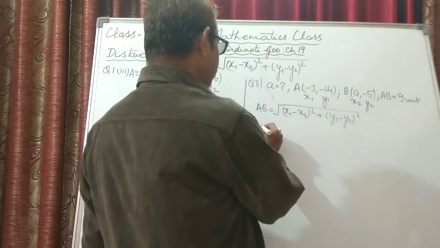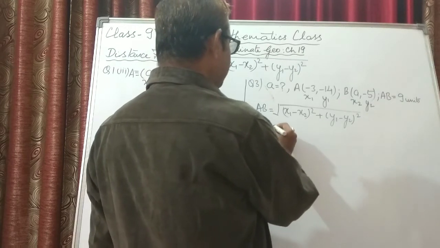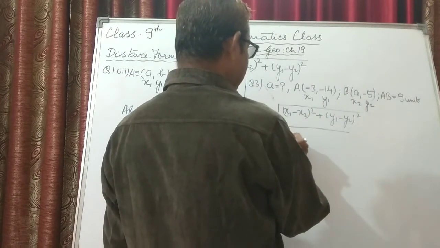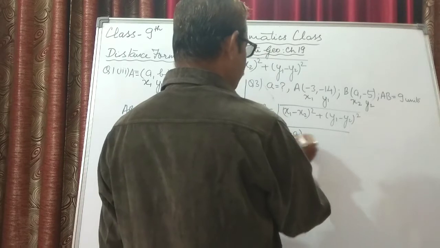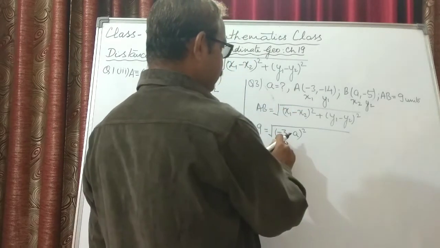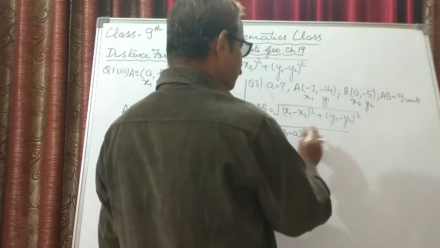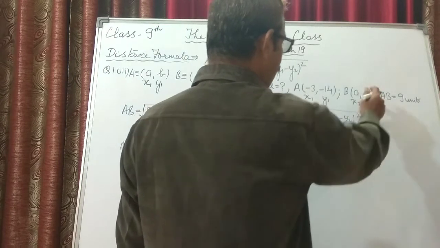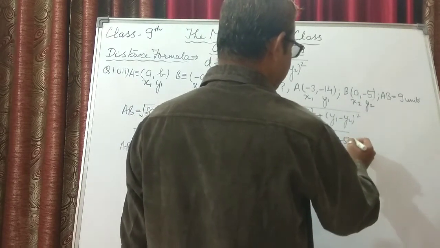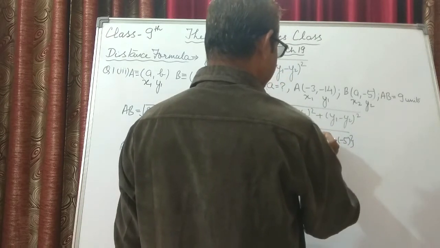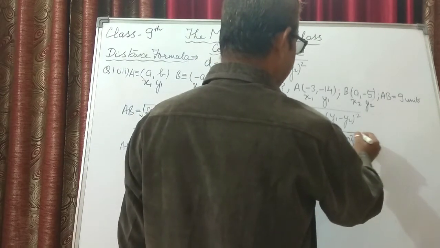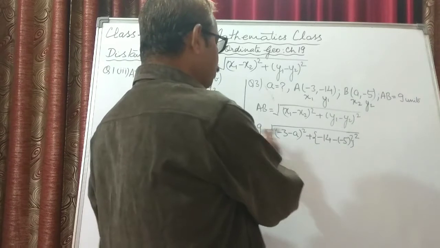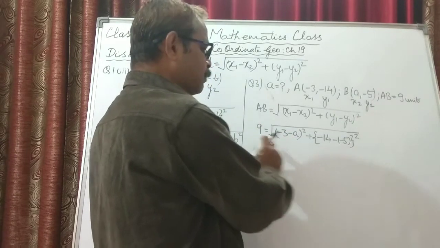So we will put the value as 9 is equal to under root, x1 is minus 3 and x2 is A, so we will write (minus 3 minus A) whole square, plus y1, which is minus 14, and minus of minus 5, whole square. Before solving, what we are going to do is square both the sides. So this root cancels and we will get a proper number.